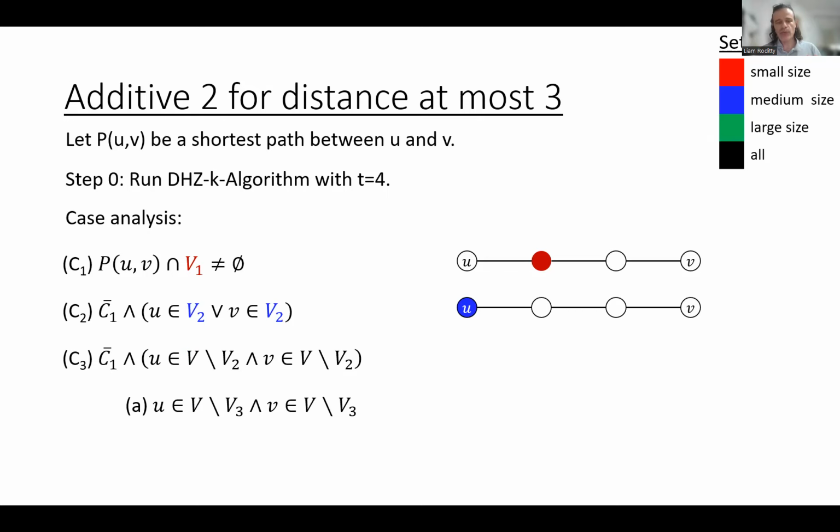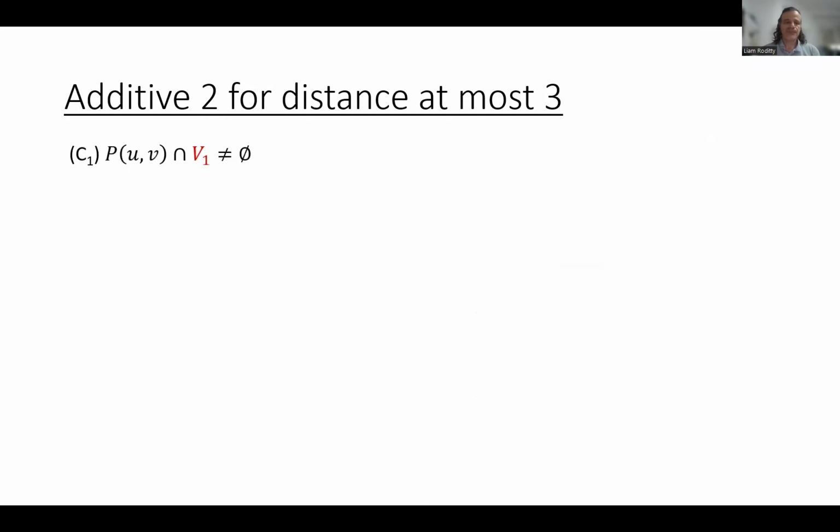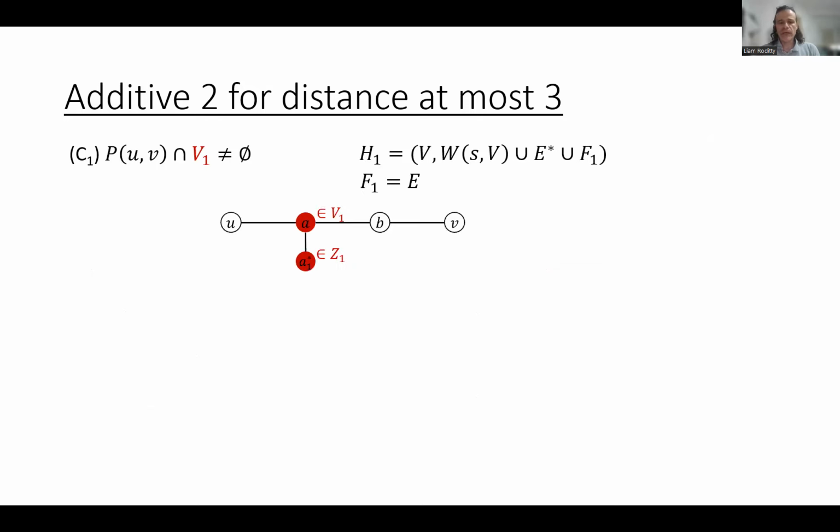Either case A, either both u and v are not in, even not in v3, so we are in this case, or one of them is in v3, and we are in this case. Okay, so let's see what we can say on each one of these cases, how we can deal with them. So the first case is kind of easy case because we have a very high degree vertex on the path. And this means that for this vertex, we know a very good estimation on the distance from the neighbors of this vertex.